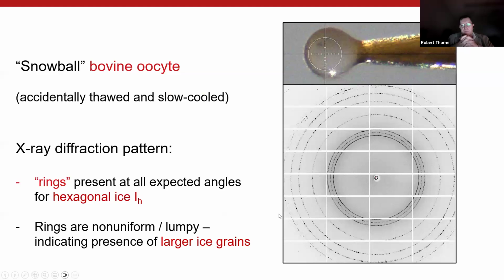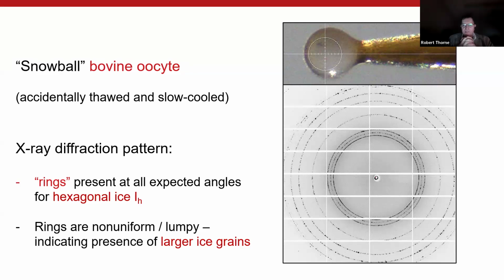So here at top there is a bovine oocyte that we screwed up. We accidentally thawed it and then slowly refroze it. So it's basically a snowball. Looks like a snowball. And bottom is the X-ray diffraction pattern. And what you see is a lot of rings. Each one of those rings is at an angle that corresponds to a particular lattice spacing in hexagonal ice.